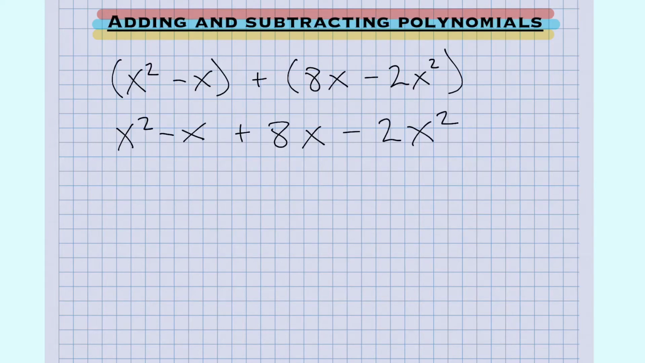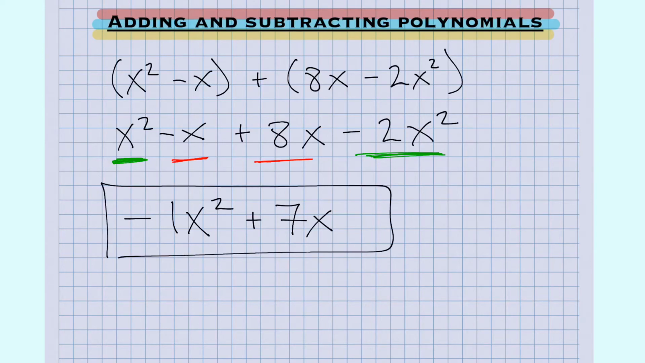Combining like terms, here are our like terms: x squared minus 2x squared, and minus x plus 8x. x squared minus 2x squared gives us a negative 1x squared. Minus x plus 8x gives us a positive 7x. So here is our answer: negative x squared plus 7x. You don't have to write negative 1.